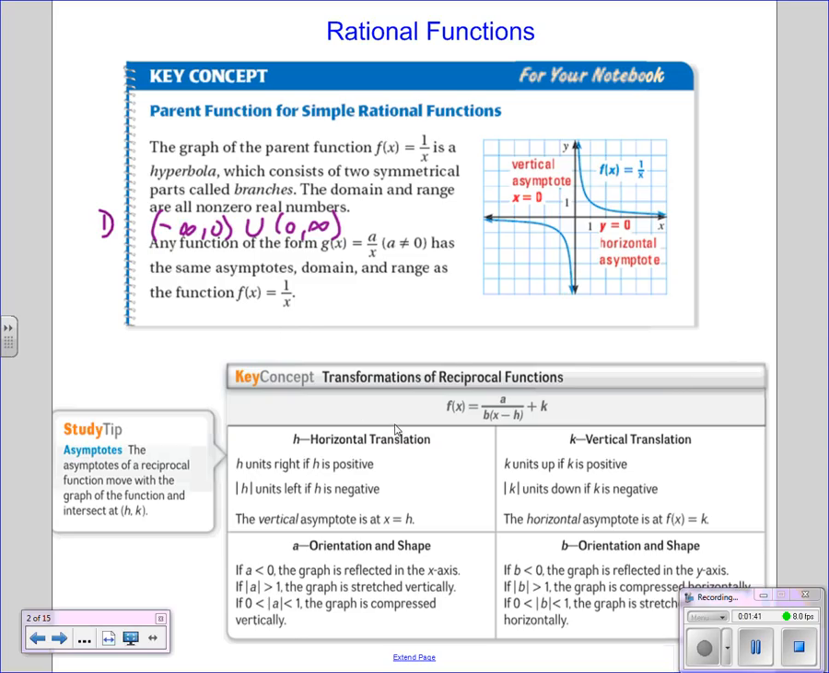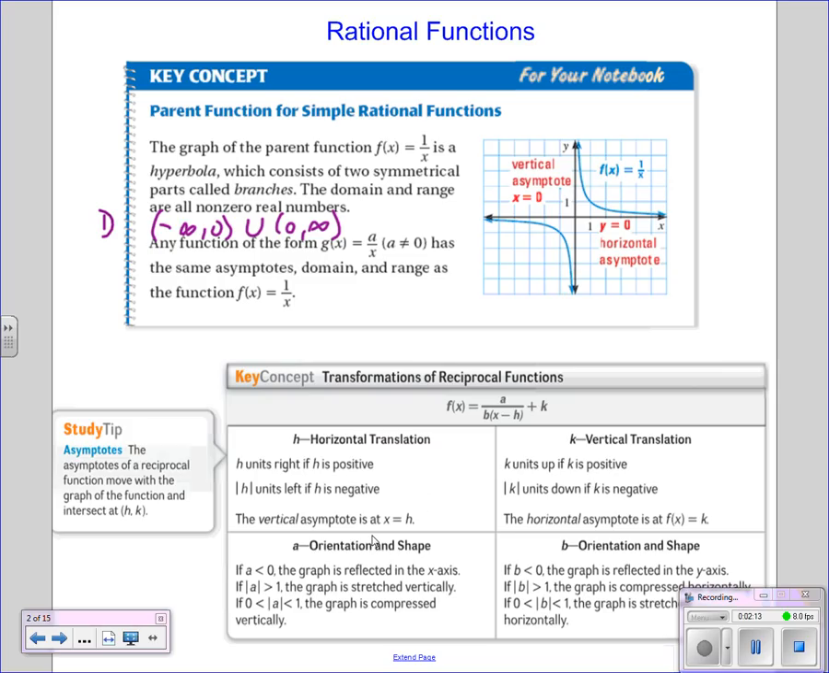And then there's a general format for rational functions: a over b times x minus h, plus k. So we've seen the h and the k before, and we've also seen a. H is still a horizontal movement, left and right. K is still a vertical movement, up and down.